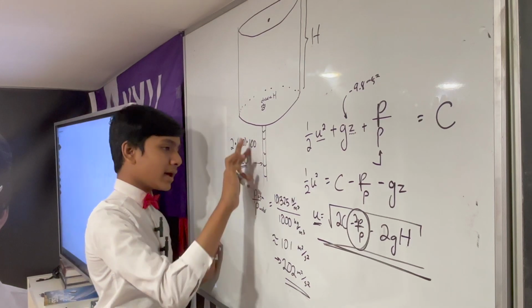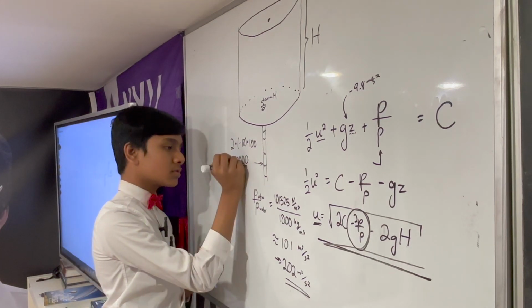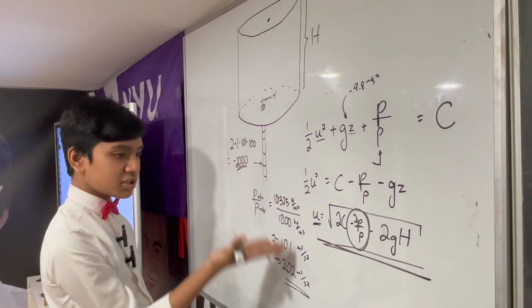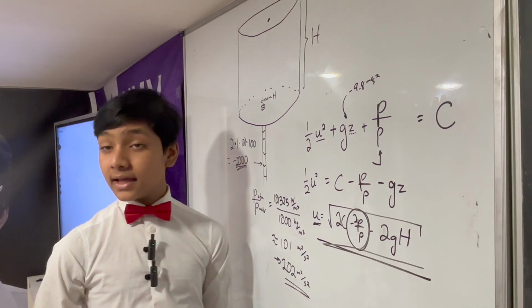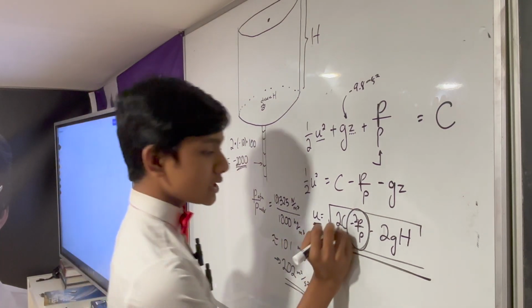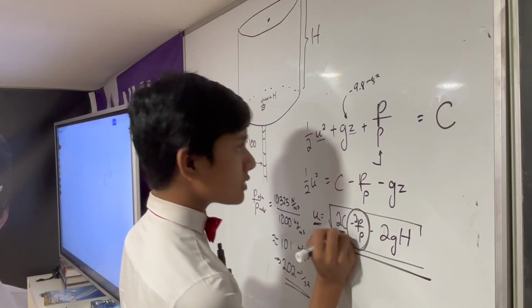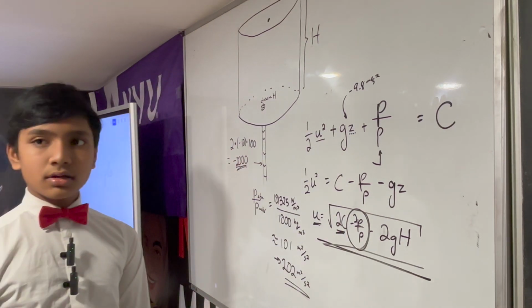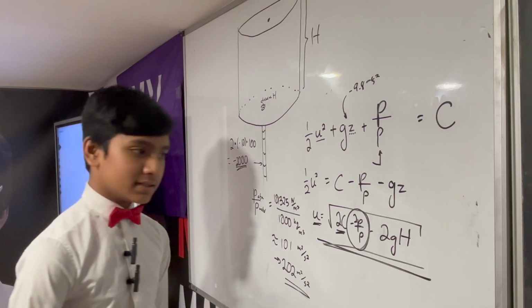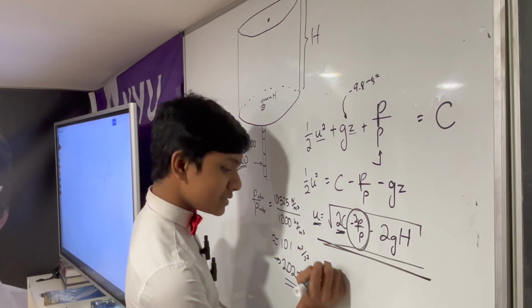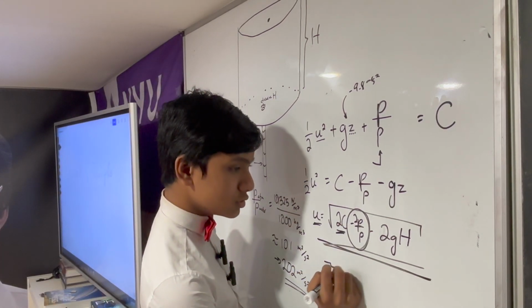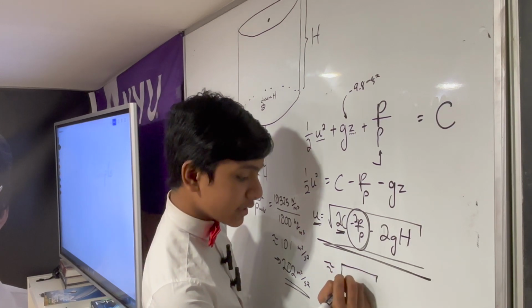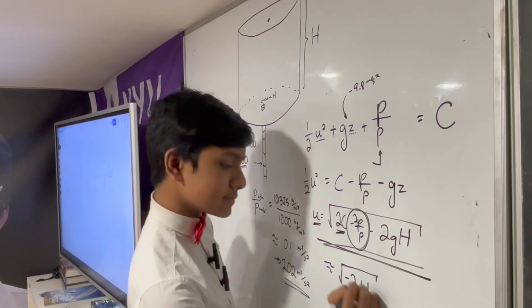Sorry, why would I add it? So this completely dwarfs this term. And another consideration to make, of course, is that this term cancels it out. Well, approximately, at least. So this is approximately equal to the square root of negative 2gh.